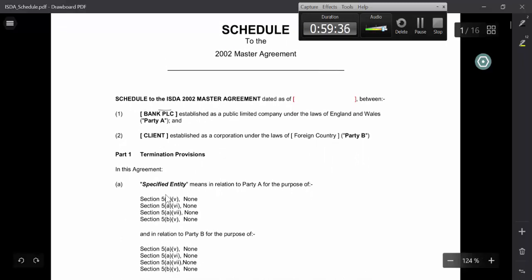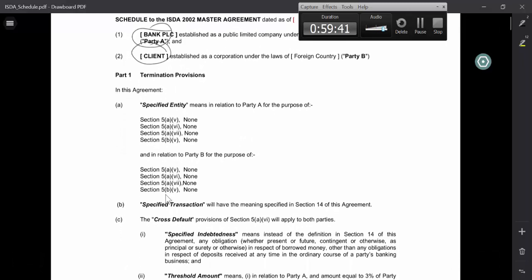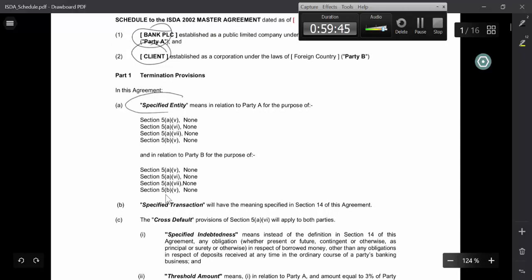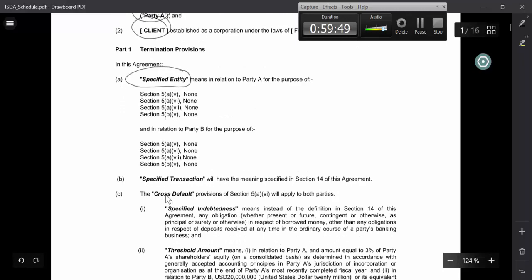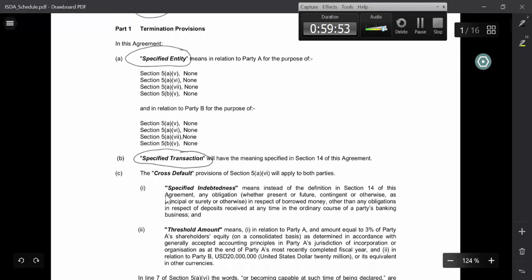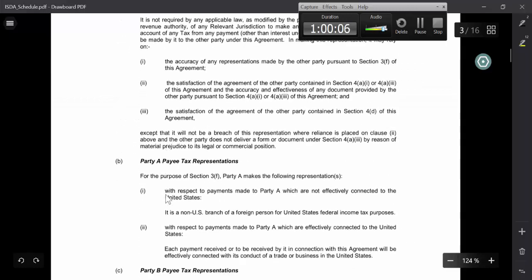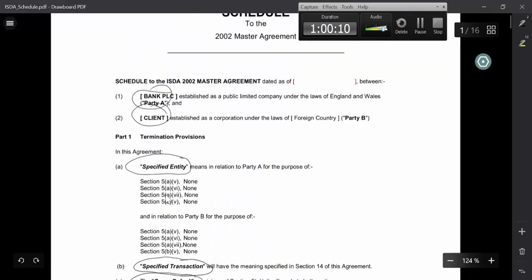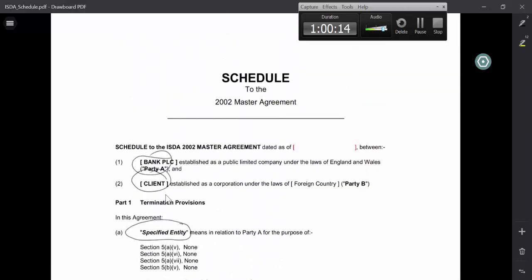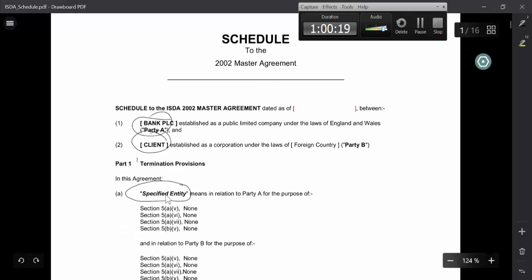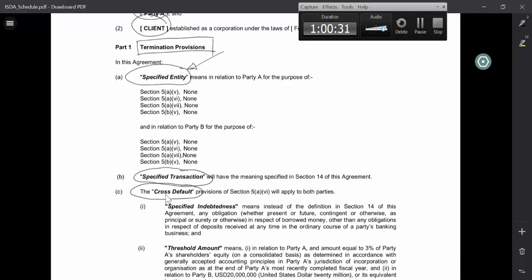So you've got the two parties are still there, party A, party B. There is a thing here called specified entity. There's a thing here called specified transaction. And there's a thing here called cross default. Now, I will explain to you what these things are very shortly. And I really think these are the most important things to remember. So the first part, all right, let me take a step back. The first part of the schedule has what we call termination provisions, of which one of them is called specified entity. Now just bear with me for 5 minutes and I'll tell you what these are. And specified transaction and cross default.